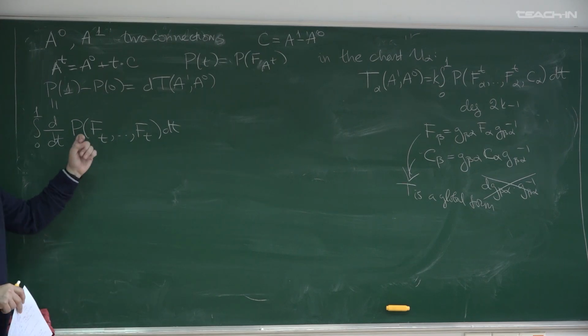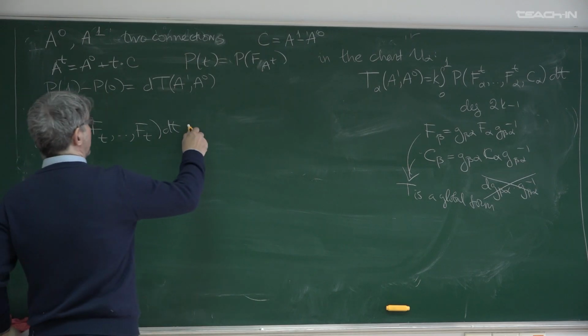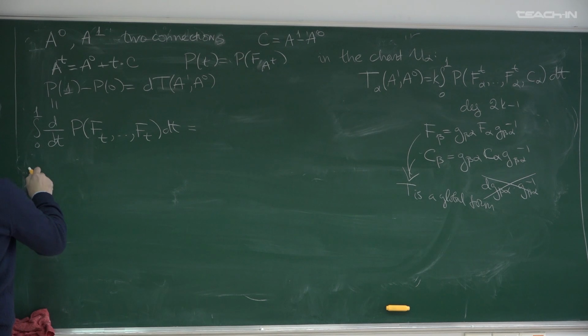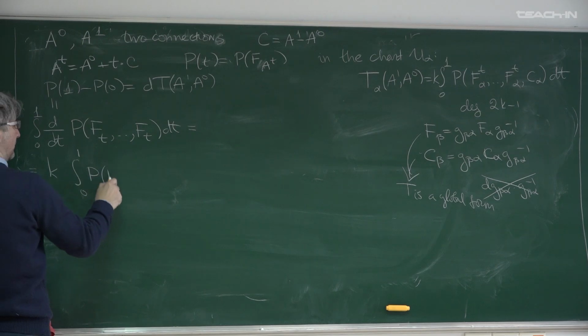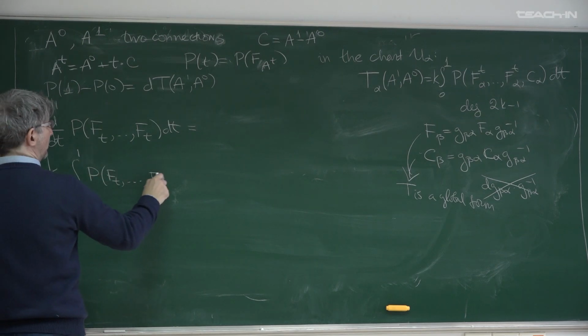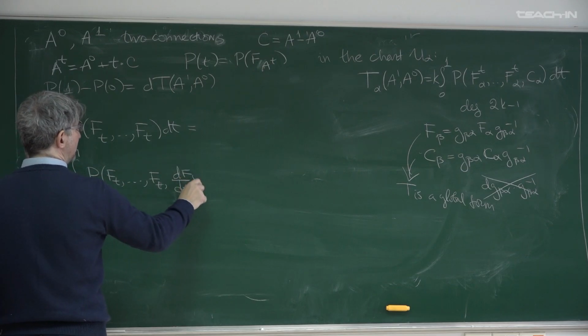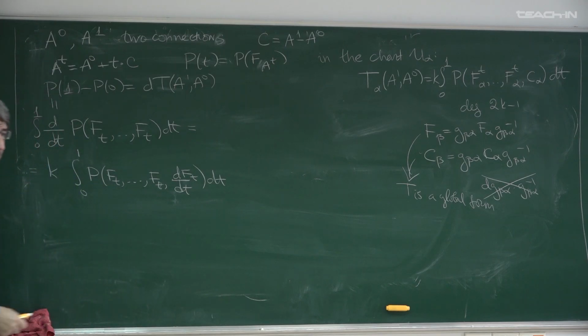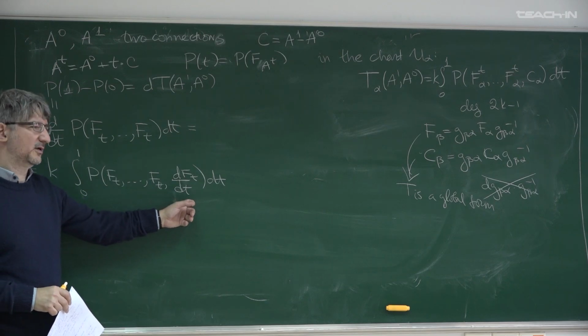Now, we take the derivative at each place, yes? At each place. And since this guy is symmetric, we can write the following thing. We will have k equal summands, and on the last place, we will see dF_t over dt. Yes? What I want to do is calculate this expression. It should not be very difficult, but I need to calculate it.